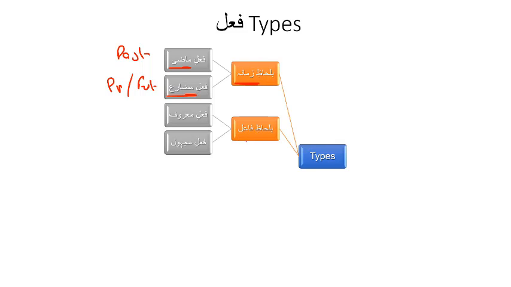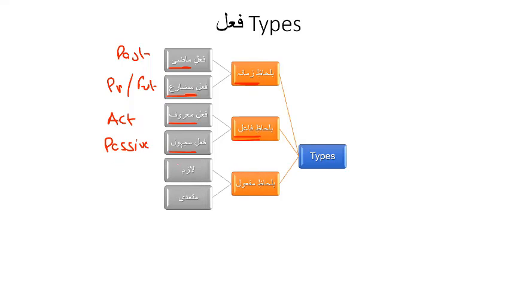Then we can create a categorization based on the fa'il or the subject. So what's the difference between fail ma'ruf and majhul? Can somebody remind us? The active and passive verbs. So ma'ruf is active, so the subject is known, and majhul is passive, so the subject is not known. Yeah, this has to do with the subject. So ma'ruf means known, so subject known. Majhul means subject is hidden.